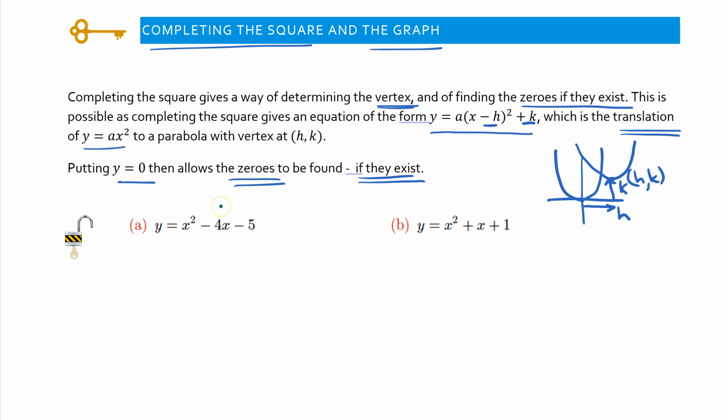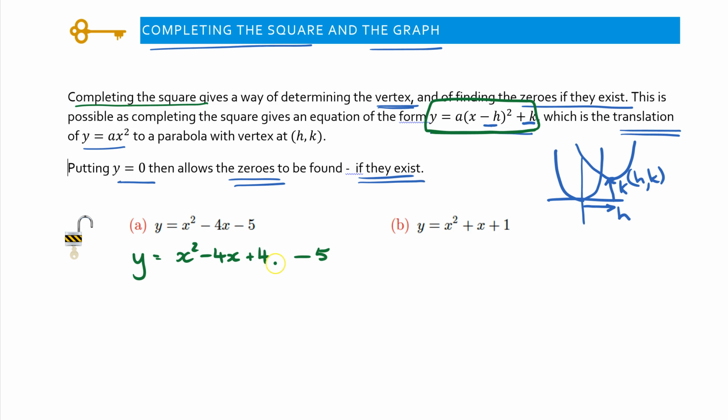So it's important to remember that we've got two things. We're using the skill of completing the square, but we're aiming to get our equation in this form. So we've got y equals x squared minus 4x minus 5. So if we just start with this part, forget about the minus 5 for the moment, or shift it over here if you like. What have we got to do to complete the square here? Well, we have to take half the coefficient of this, which is -2, and then square that, and it'll always be positive, so that's plus 4.